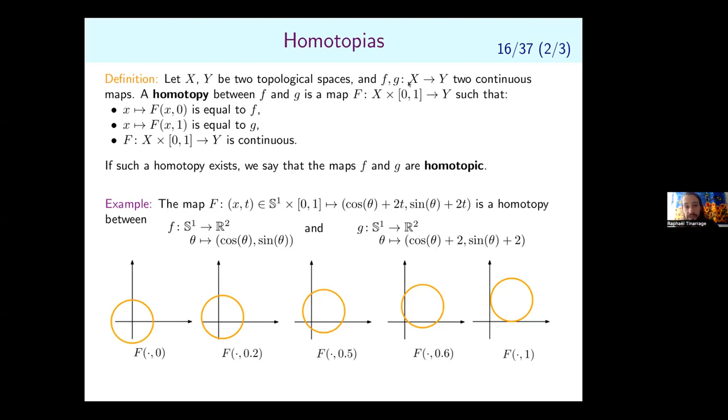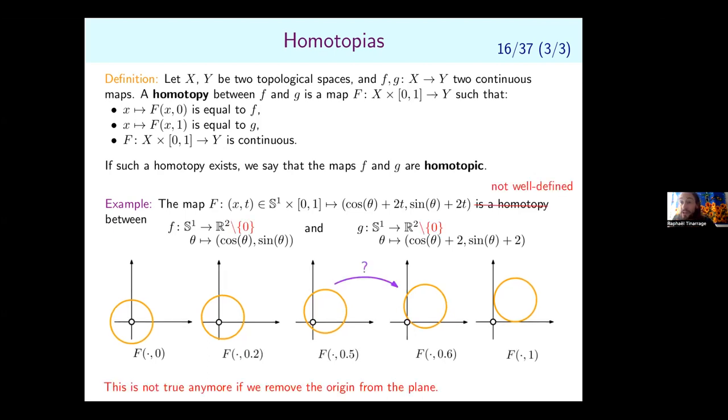You have this parameter T here between 0 and 1, and I say the image of x at T is cos theta plus 2T and sine theta plus 2T. So as you may understand here, when the codomain is the Euclidean space, everybody is homotopic, actually, because you can do linear interpolations. It's interesting, the notion of homotopy, when the codomain is not trivial.